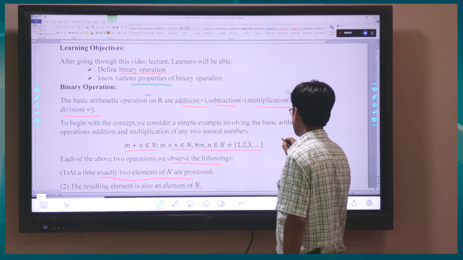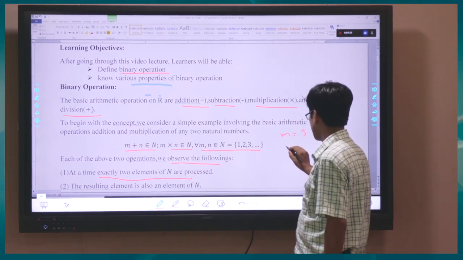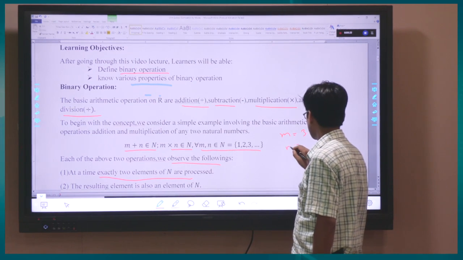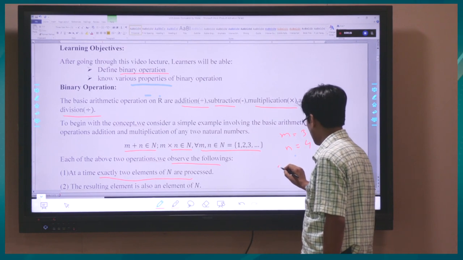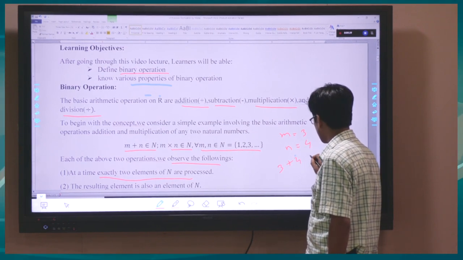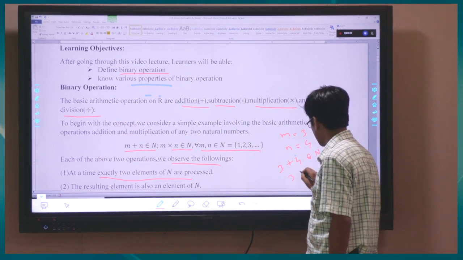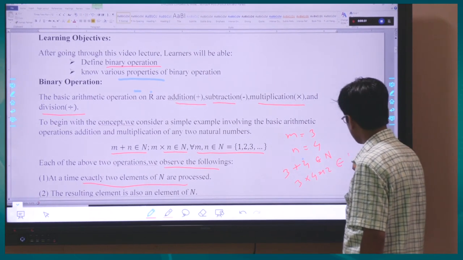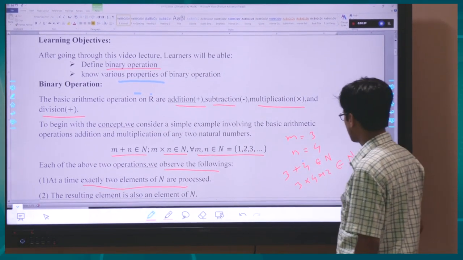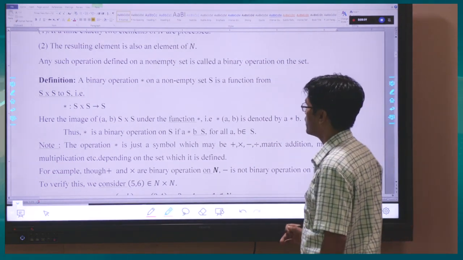Suppose if we consider m is equal to 3, n is equal to 4, then 3 plus 4 belongs to N, and 3 into 4, it is 12, also belongs to N. So their result also belongs to N. So now we define binary operations.